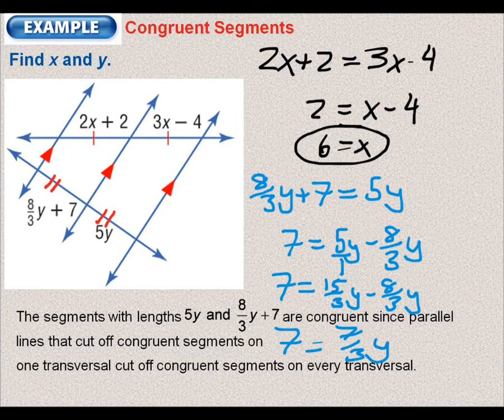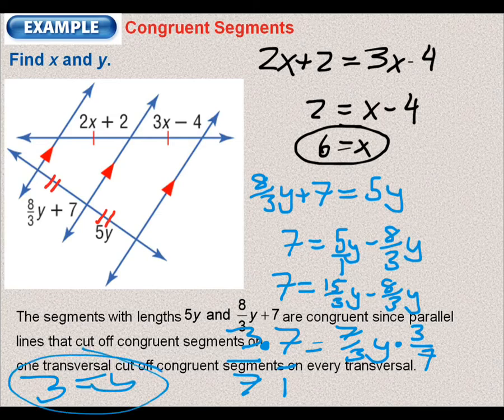So I multiply both sides by 3 over 7, because this is going to give me 21 over 21, which is 1y. Which means I have to multiply this side by 3 over 7. So I put that 7 over 1, just so it's easier to multiply the fractions. So I would get 21 over 7 there, and 21 over 7 is 3. So I would get y is 3.